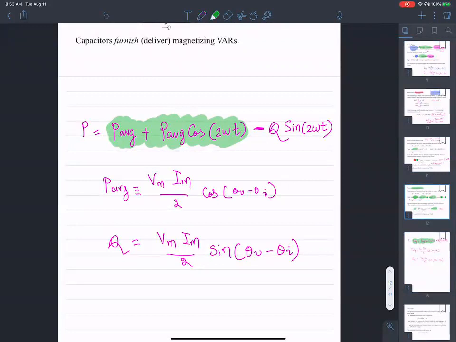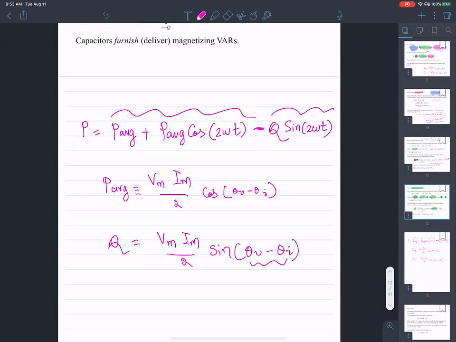For a resistive circuit, the instantaneous power is going to be just this guy, because the Q term goes to zero: theta V minus theta I goes to zero, so the sine component goes to zero. Similarly, for a purely inductive circuit, the power is just this guy.